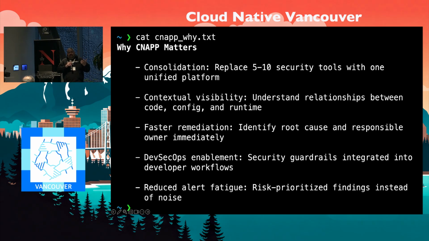And so that's why it's important to have all these technologies working together, so you can really understand how your workload can be compromised and what's important for you to focus on correcting or mitigating in your cloud environment.